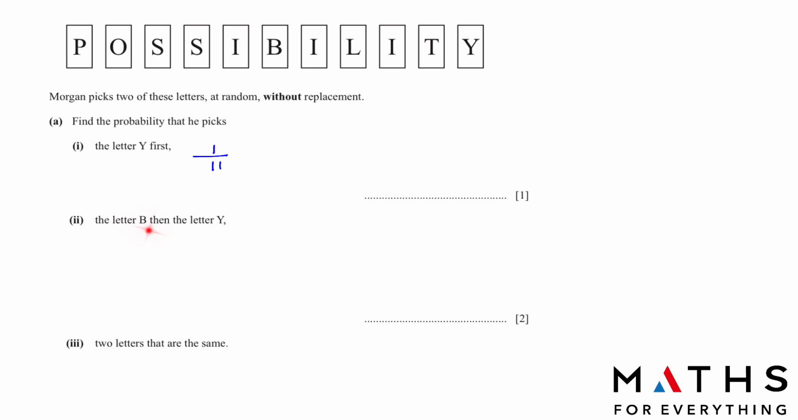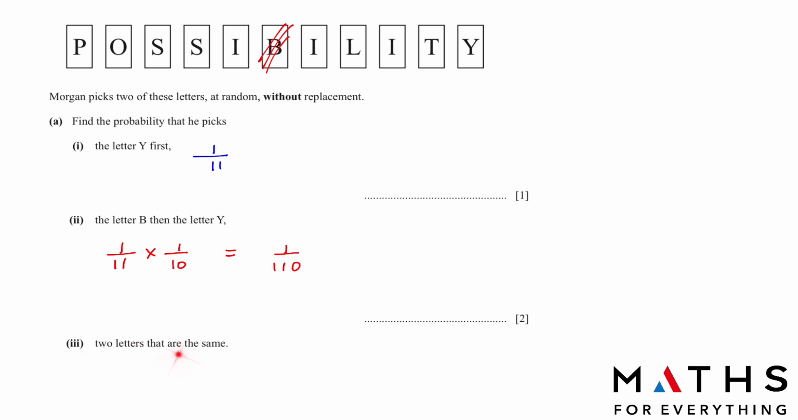Then he picks the letter B. So how many B do we have? 1B. He picks this up. That is going to be 1/11. And then he picks the letter Y. How many Y do we have? We have 1Y. But because we picked up B and we did not put it back, we did not replace it, our total number has become less. Now the total number is 10. So this is going to be 1/110.